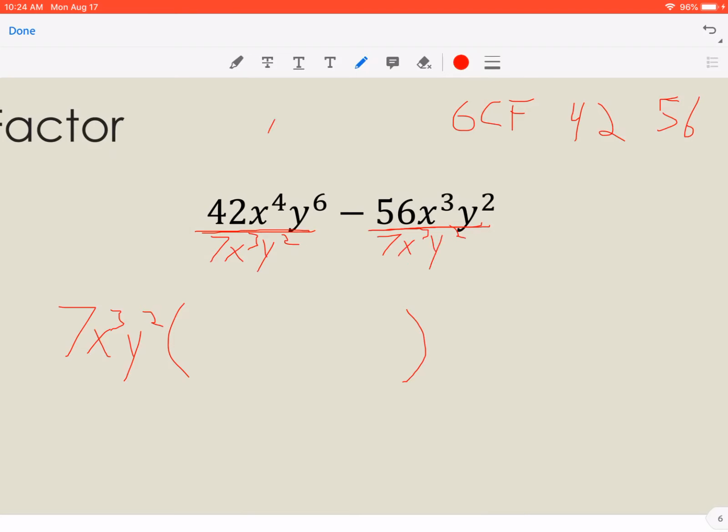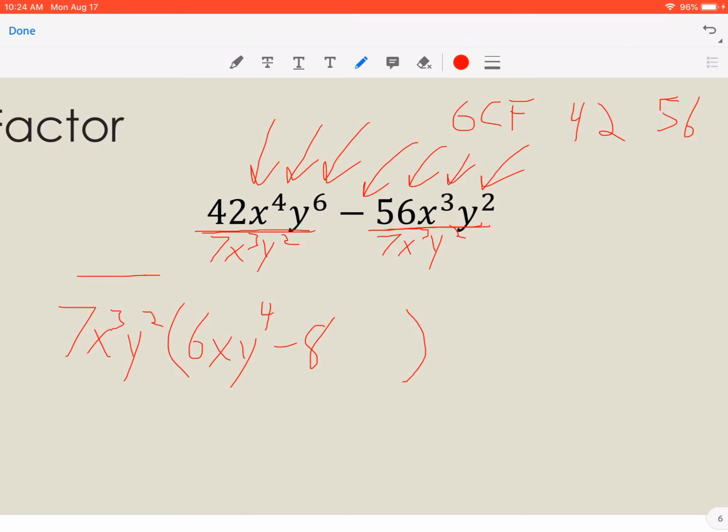Okay, so look at this first one. 42 divided by 7 is 6. I had 4 x's, I took away 3, only got 1 left. I had 6 y's, I took away 2, I only have 4 left. And there it is there. Okay, minus sign, minus sign. 56 divided by 7 should be 8. Look at the x's. You had 3, but you took away 3, so nothing left. Let's go to the y's. Wait a minute. You had 2, but you took away 2, so you have nothing left. That's it. That's the best you can do.